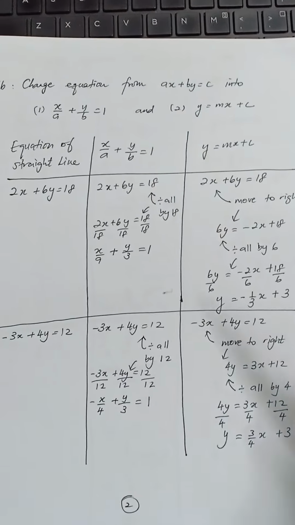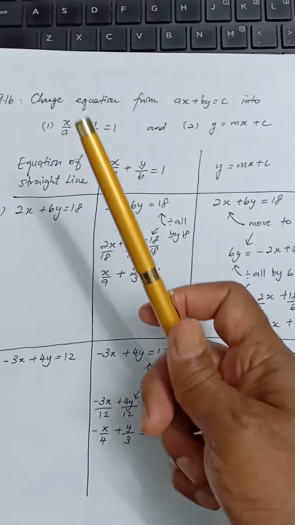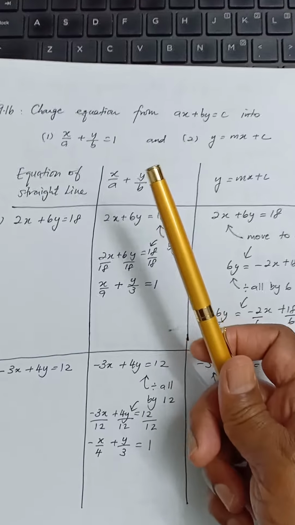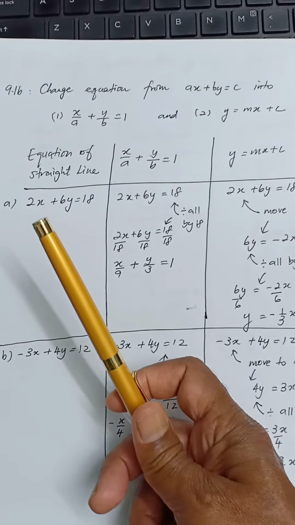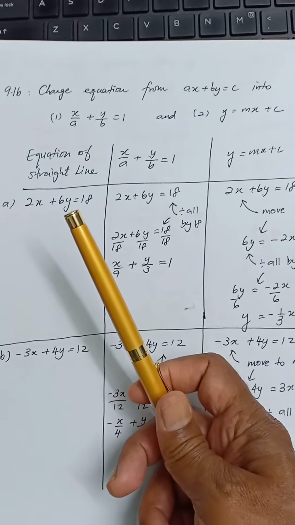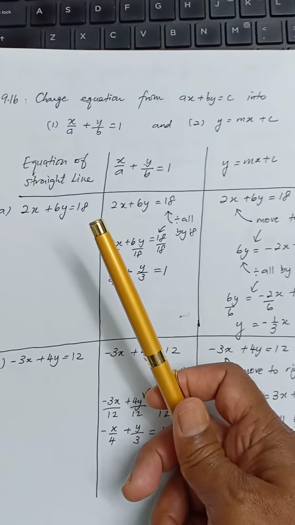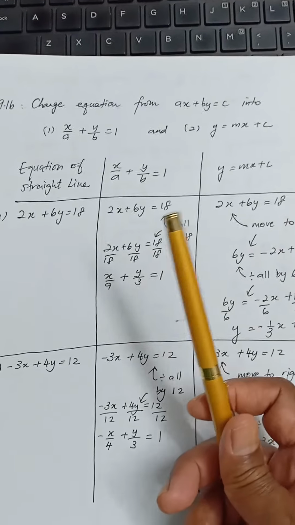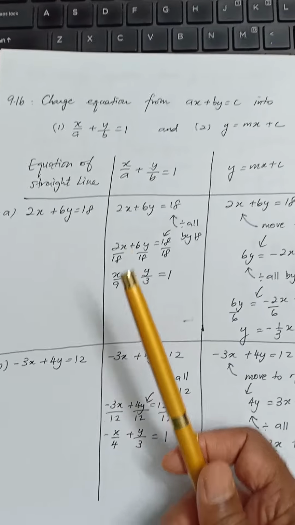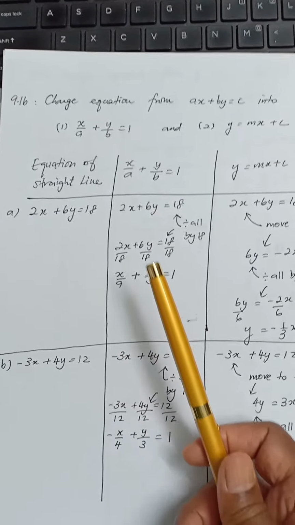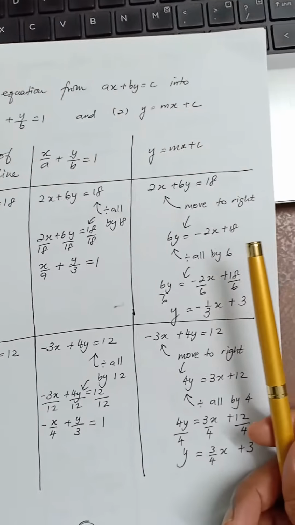Now change the equation from ax plus by equals c into x over a plus y over b equals 1 and y equals mx plus c. So the equation now is in this form, ax plus by equals c, which is 2x plus 6y equals 18. What do you do? Divide everything by 18. Very simple. So you get the 2 and 18 gives you x over 9, 6 and 18 gives you y over 3 equals 1. This one is very simple.